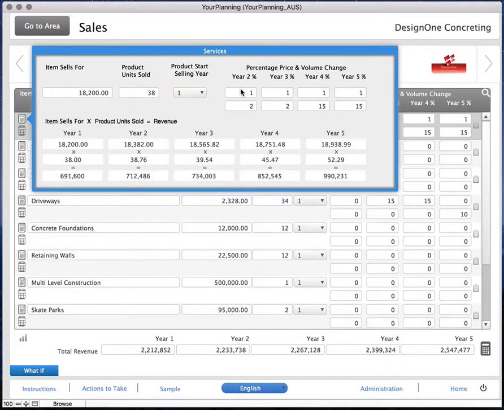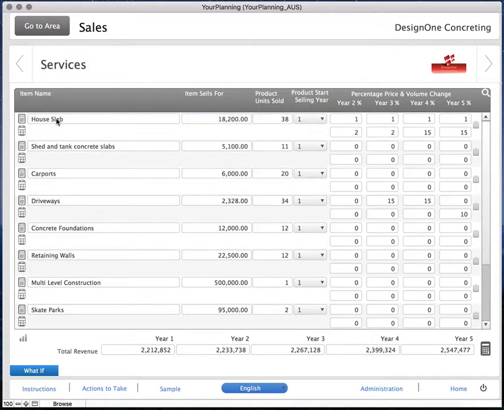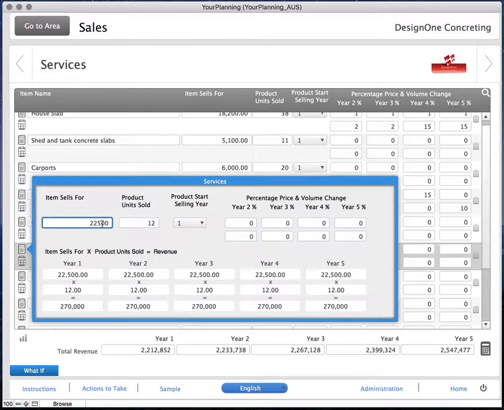It's very simple to come in here and look at changing individual products. We might say we can change this product, but we don't believe we can change, say, shed and tank carports. We do believe, however, that we might be able to change retaining walls, so we'll take that up to, say, 27. We'll change that by about $200 there. We're still only going to sell 12, but we'll increase that by 1% each year. You'll see it's making changes to the system as we make those. So we can make adjustments to very individual products and services within a client's business.